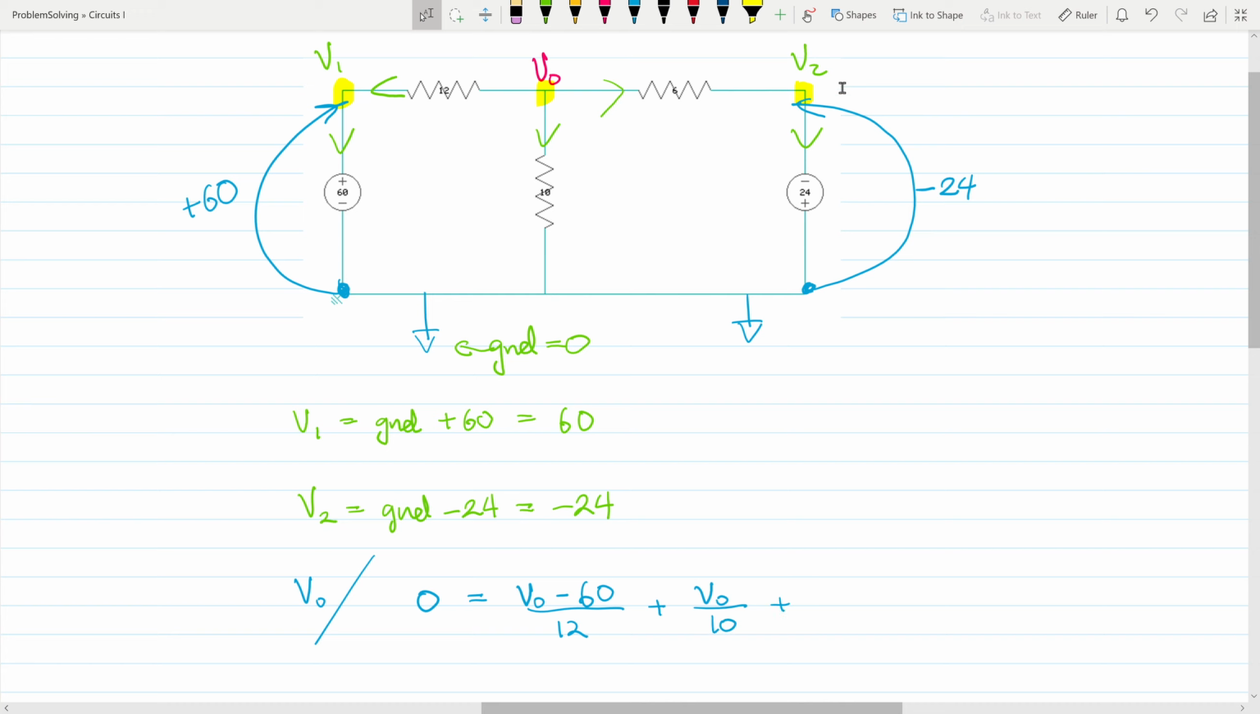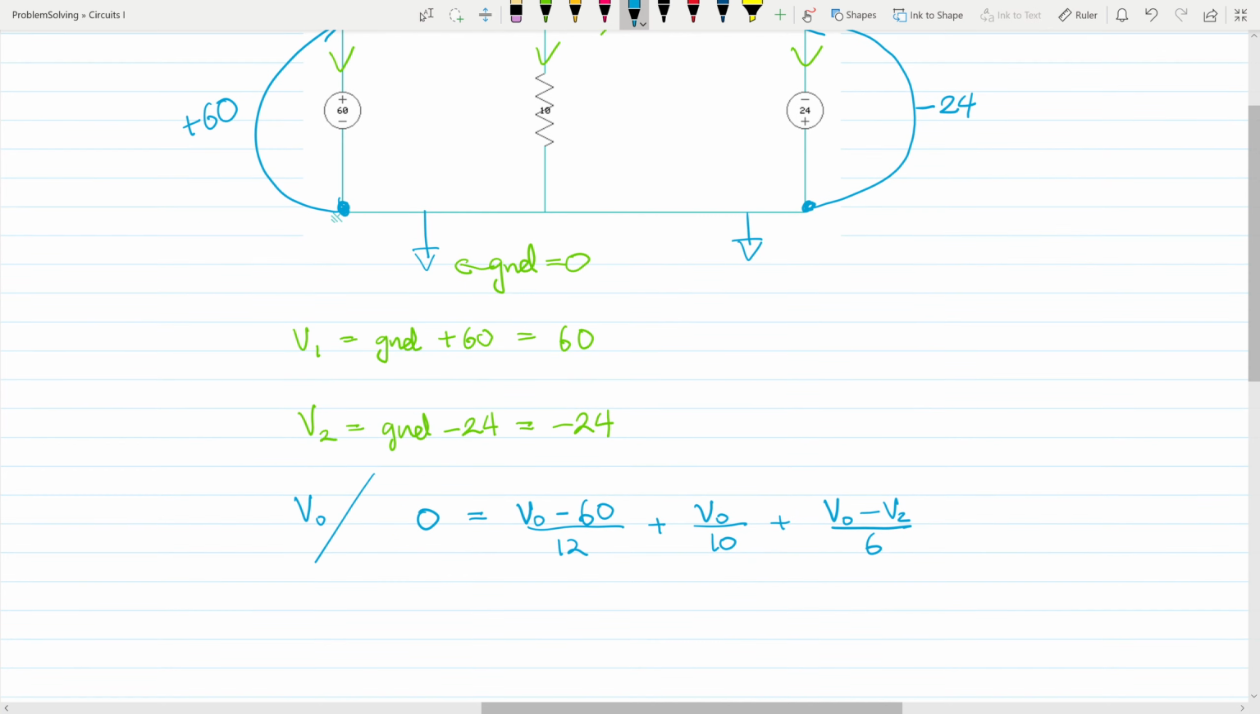And then the next one is through the 6 ohm resistor, from V naught to V2. Think of that minus sign as an arrow from V naught toward V2. Just be consistent with the arrow sign. So now just divide that by 6.